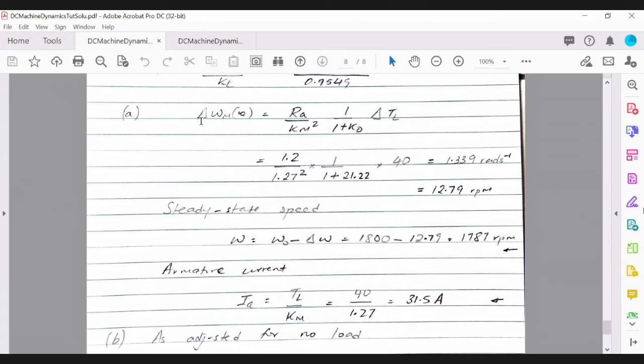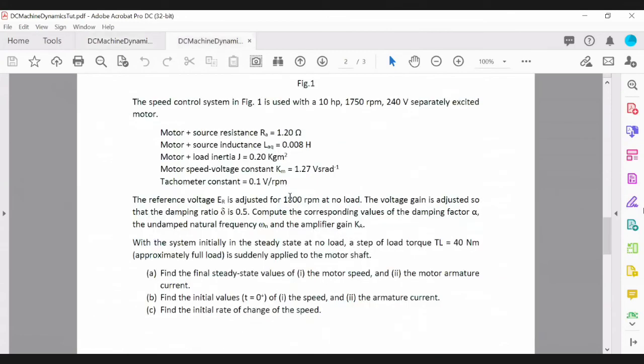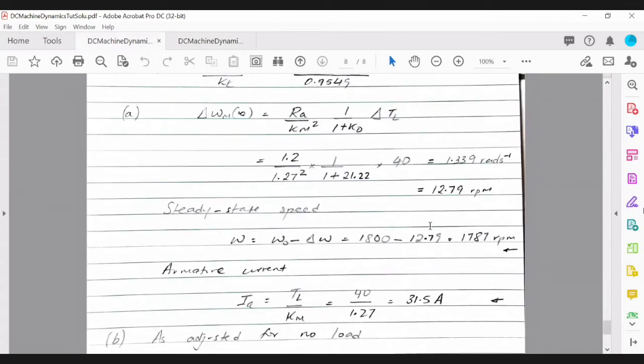Okay, so that's the steady state change, which is delta omega m. To get the steady state speed, we need to take omega naught minus the steady state delta omega, right? The motor, remember, is basically working at 800 RPM at no load, and so by subtracting this delta omega m, we get the steady state speed of the motor, right? And to get your armature current, that is TL over Km, you can work it out there. So that's 31.5.